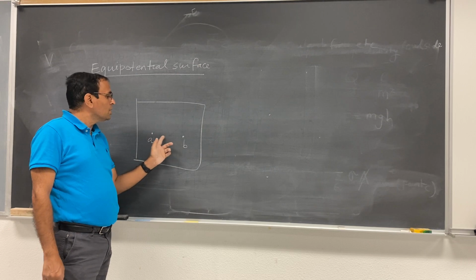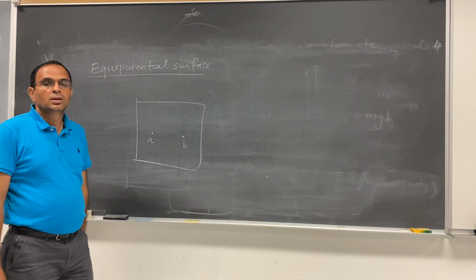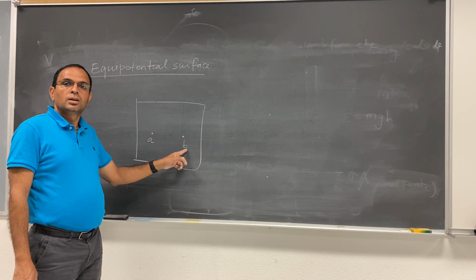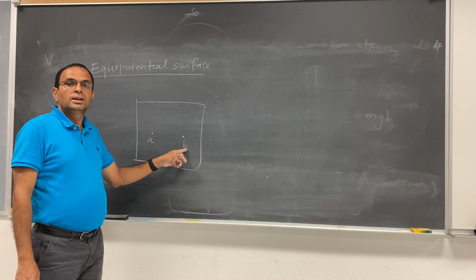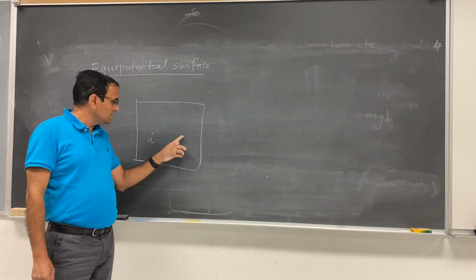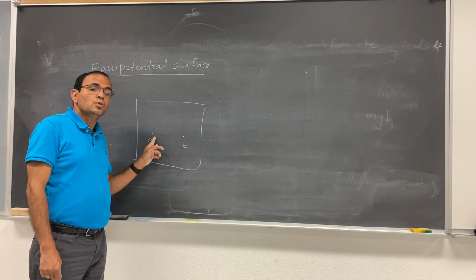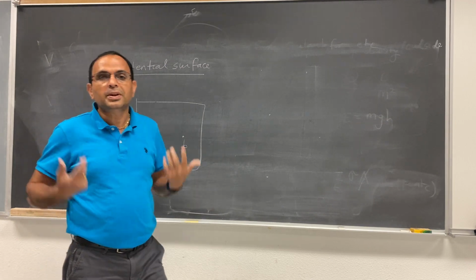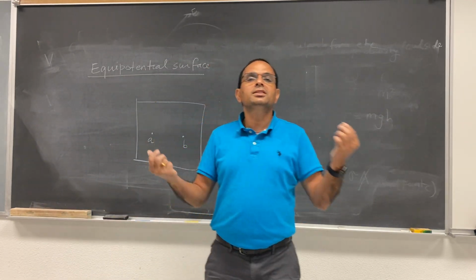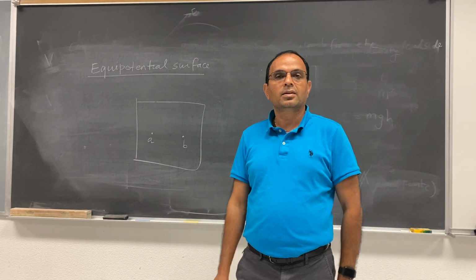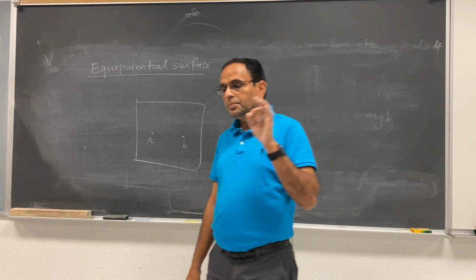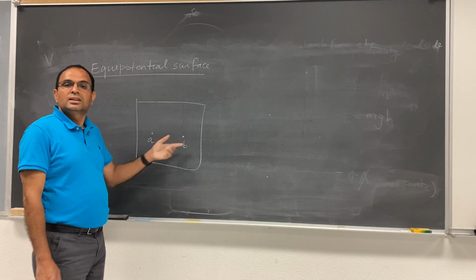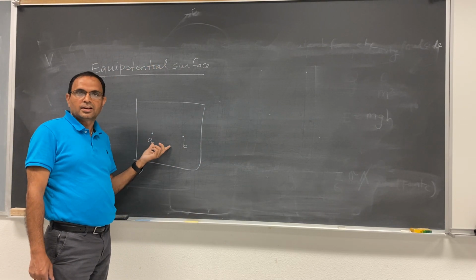So how do you calculate the work done to go from A to B? What is the potential difference between A and B? Zero, because they have the same potential. The potential at point A and at point B are equal, so the potential difference is zero. If the potential difference is zero, no work is done. So on an equipotential surface, no work is done to move charged particles.